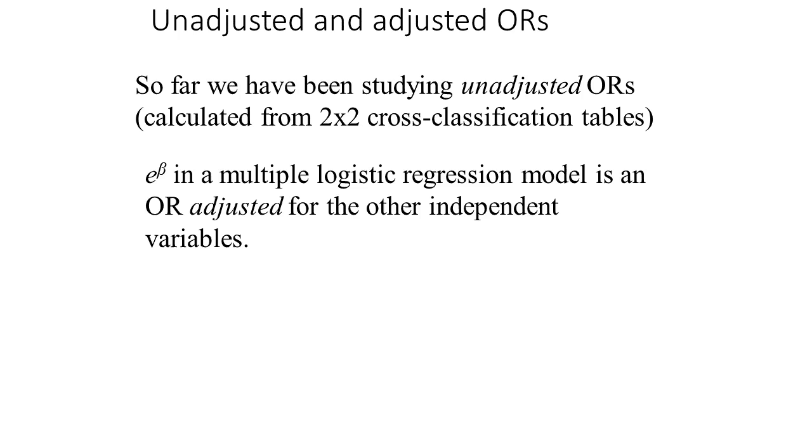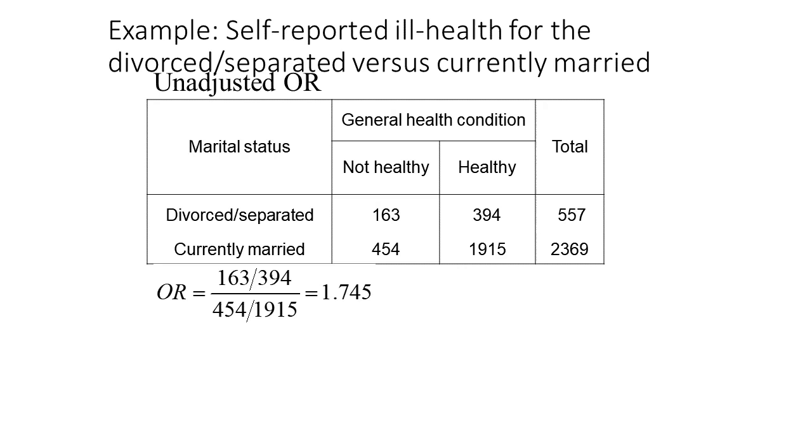On the other hand, e to the beta in the multiple logistic regression model is an adjusted odds ratio in that the association between the disease and the risk factor is adjusted for their relations with some other variables. Let's look at an example of unadjusted and adjusted odds ratios of self-reported health by marital status. This is a contingency table, comparing self-reported health between those who are divorced or separated and those who are currently married. The data are the same data used for logistic regression shown in an earlier slide.